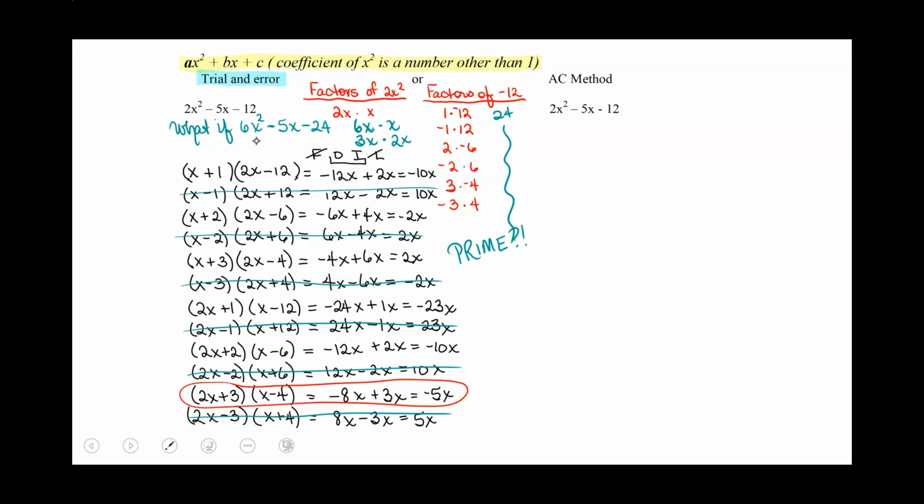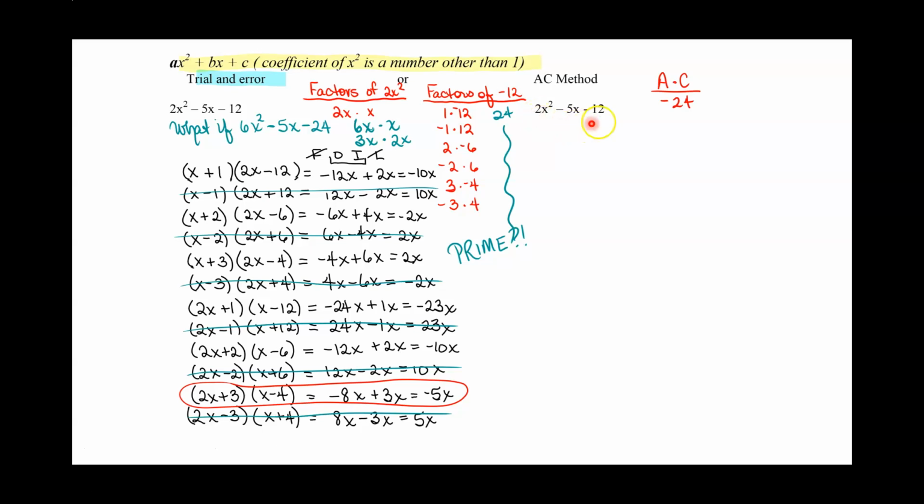So the AC method gets its name because we remember that we said this was ax squared plus bx plus c. So we're going to take a, which was 2, and c, which was negative 12, and multiply them to get negative 24. And we're going to follow the same rules that we did earlier today: if this is a subtraction sign on your constant, then you're going to do difference. If it's an addition sign on your constant, you're going to do same.